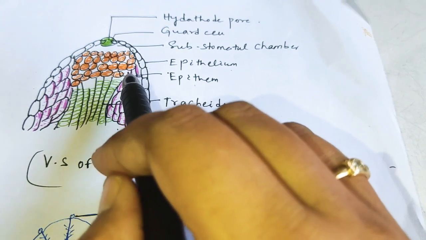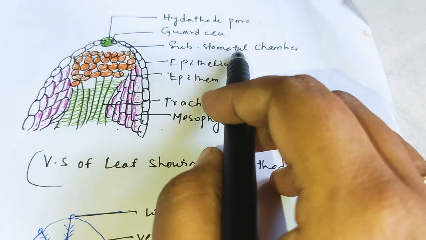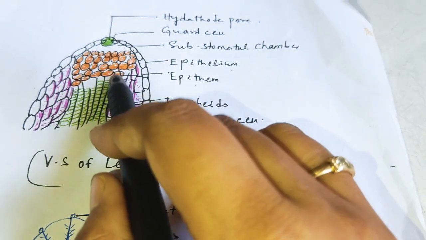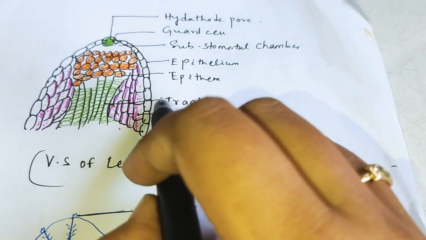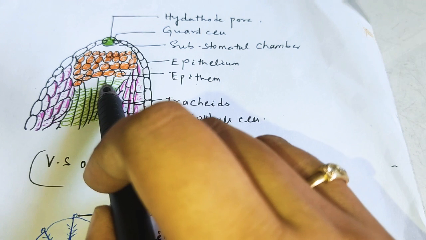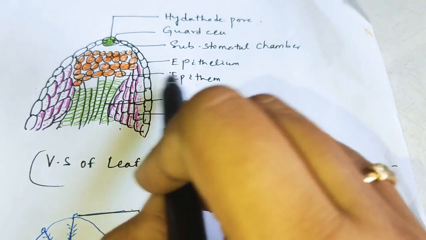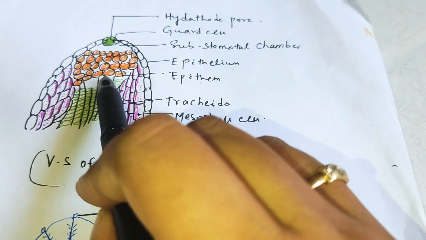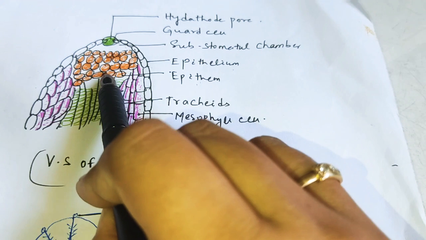Now the epithem is just close to the substomatal chamber. And below that, the xylem and the tracheids are there, present behind the epithem. The xylem and tracheids open at the epithem area.